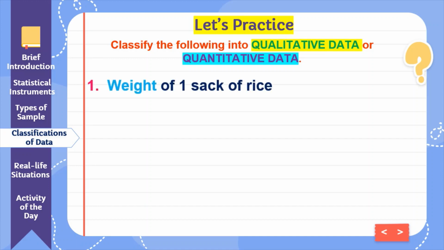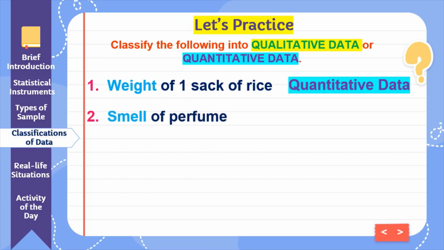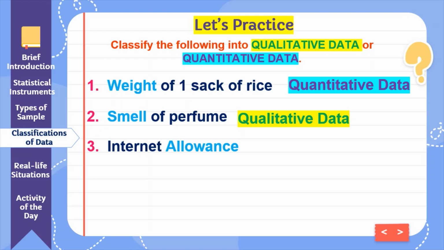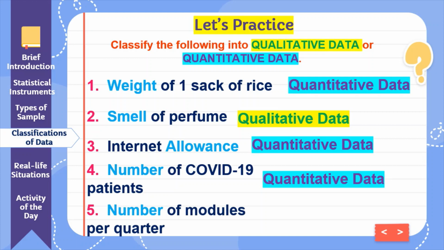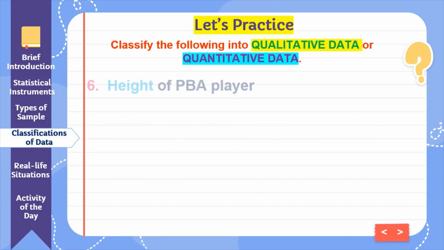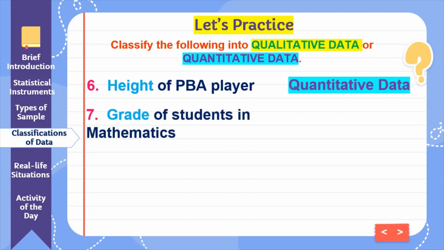Weight of 1 sack of rice. So that is quantitative kasi weight, timbang. Smell of perfume, kung mabango ba siya or okay lang ba siya or matapang. So that is qualitative. Internet allowance. Bilang yan. So that is quantitative. Number of COVID-19 patients. That is quantitative. Number of modules per quarter. Number ulit. So that is quantitative. Another one is height of PBA player. So that is quantitative. And then grade of student in mathematics. So grade, number ulit. So that is quantitative.